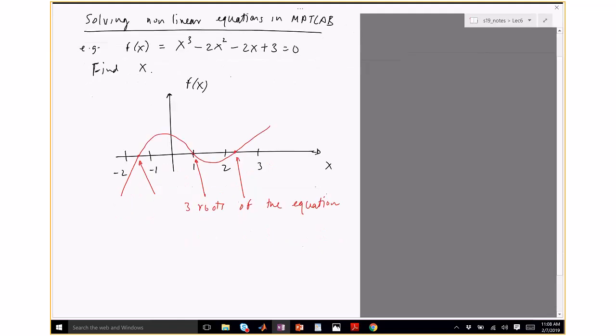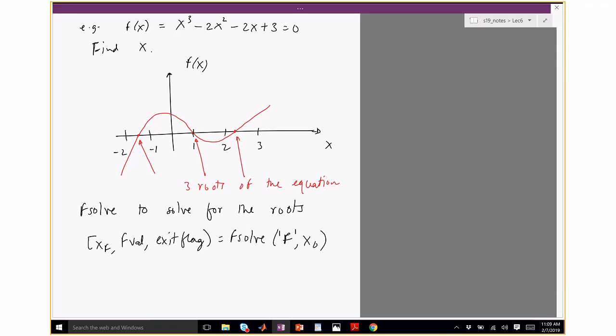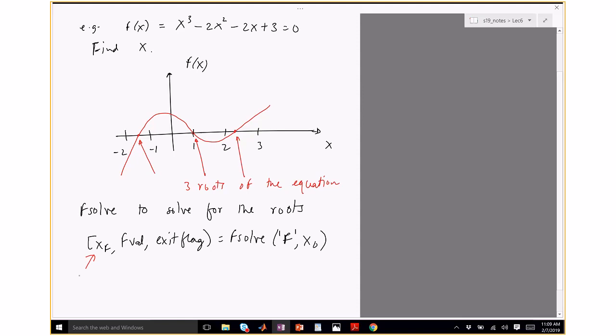We'll use fsolve to solve for the roots. The syntax for Matlab, which you can find using help fsolve, is this: x equals fsolve, you give it the function, in this case f, and then you give the initial guess. The various things in this Matlab command are, that's the solution, which in this case will be one of the three. It will not give you all three solutions.